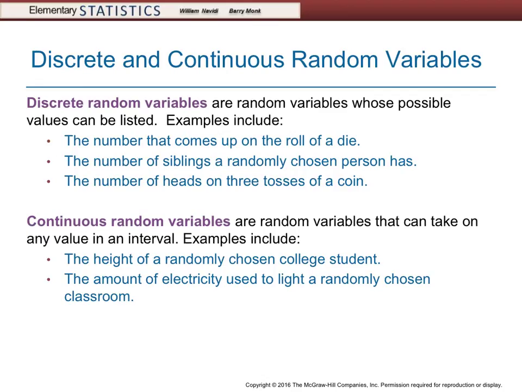Well, there are two types of random variables. One is a discrete random variable, a random variable whose possible values can be listed. The following examples are the number of outcomes up on the roll of a die, the number of siblings a randomly chosen person has, the number of heads on 3 tosses of a coin. Continuous random variables are random variables that can take on any value in an interval. Examples include the height of a randomly chosen college student, the amount of electricity used to light a randomly chosen classroom.